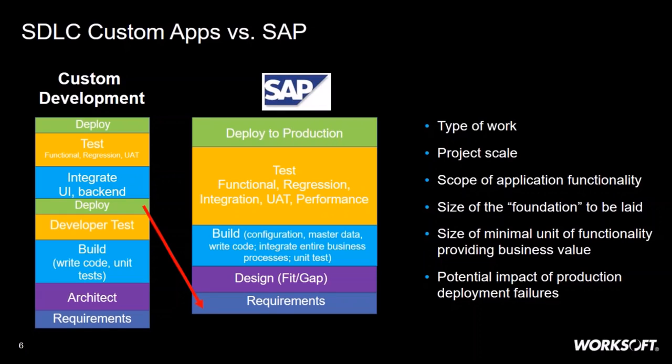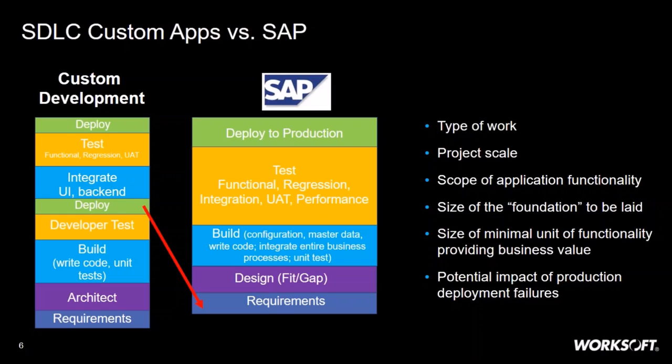So again, the difference here in the two different life cycles: the type of work, coding versus configuration, the scale of the project, the scope of the application functionality. With SAP, there's quite a significant foundation that has to be laid in terms of the configuration. Even though SAP has delivered an application, it still has to be configured just to have that base that you can run the business on. And the minimal unit of functionality to provide business value is much, much larger for SAP than it is for custom development. So when we think about that, they really are quite different in terms of the development approaches.